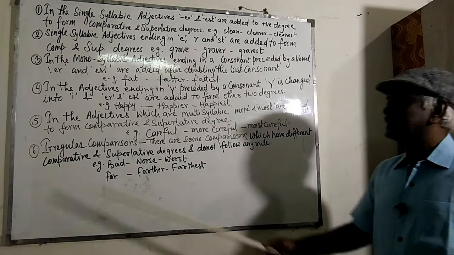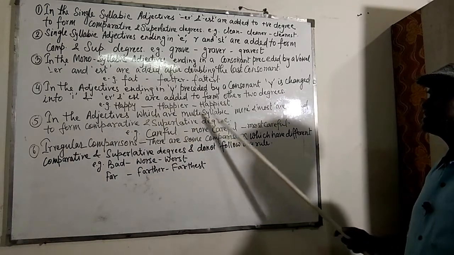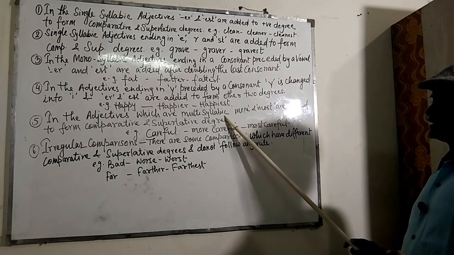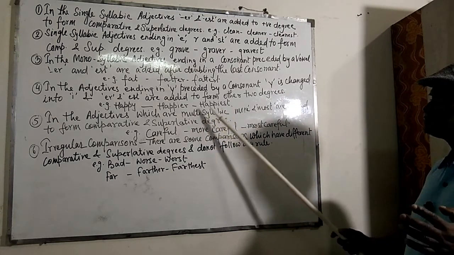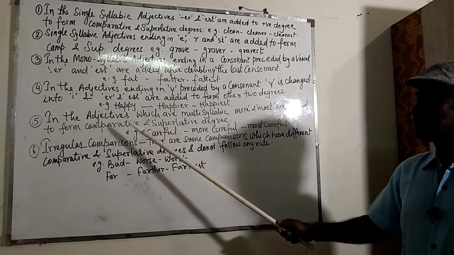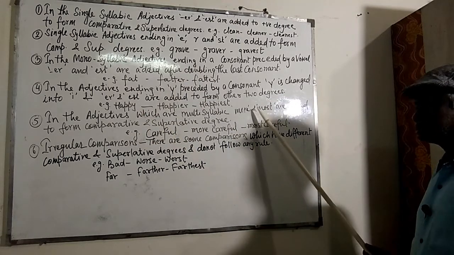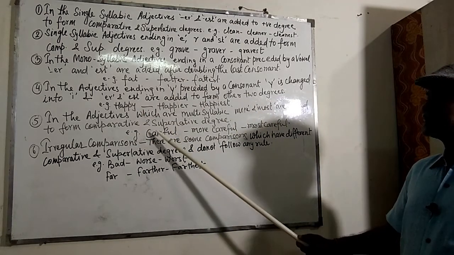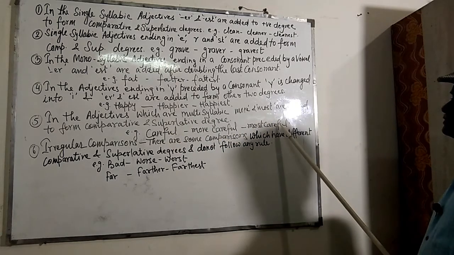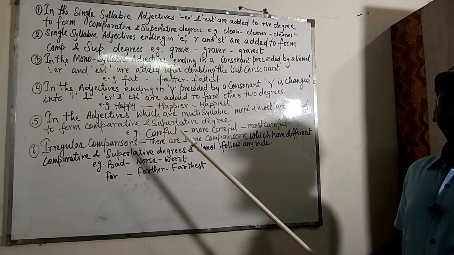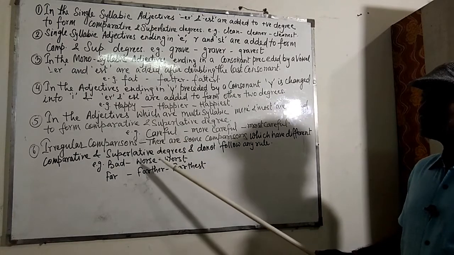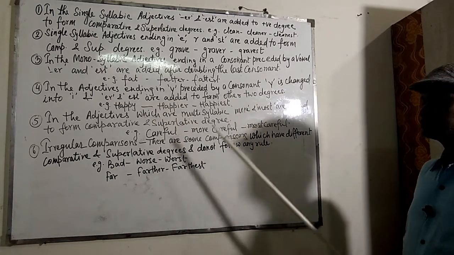The fifth one is in the adjectives which are multisyllabic, having more than one unit. In multisyllabic adjectives, more and most are added to form comparative and superlative degrees respectively. For example, careful, more careful, most careful, important, more important, most important, beautiful, more beautiful, most beautiful.